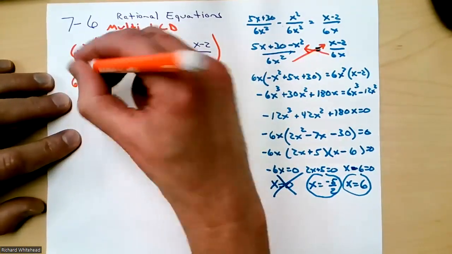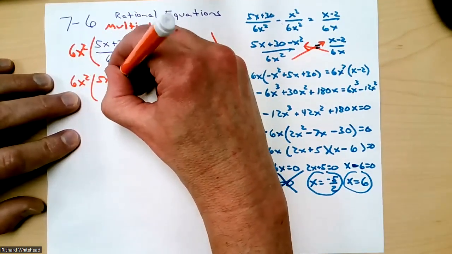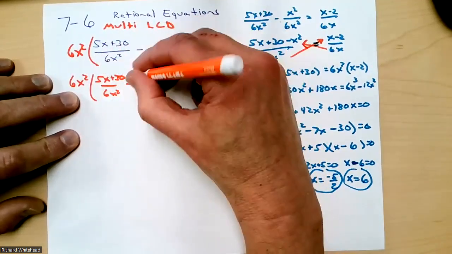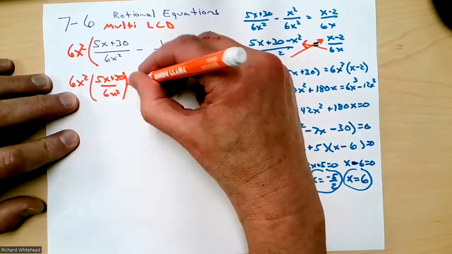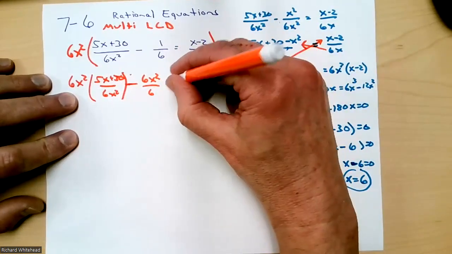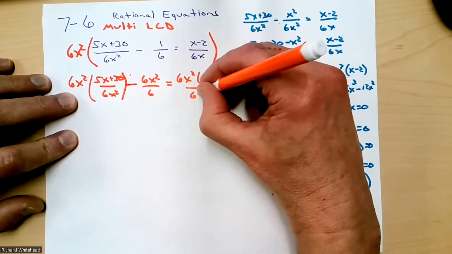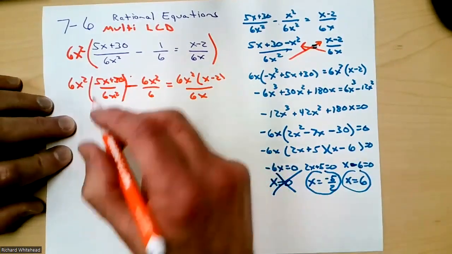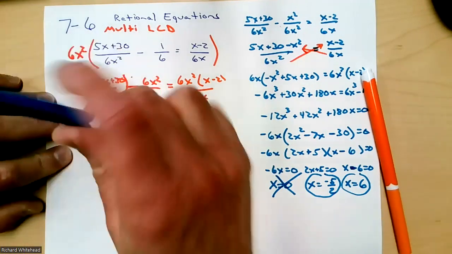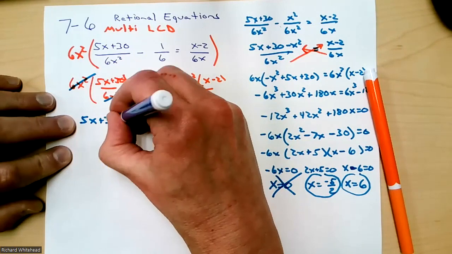So if I say 6x squared, and I hate having to write all these steps, but I'll do it one time. 6x squared times 6x squared minus 6x squared over 6 equals 6x squared times x minus 2 over 6x. So let me see, the 6x squared completely cancels. So I have 5x plus 30.